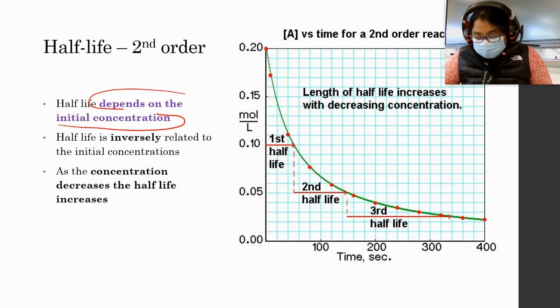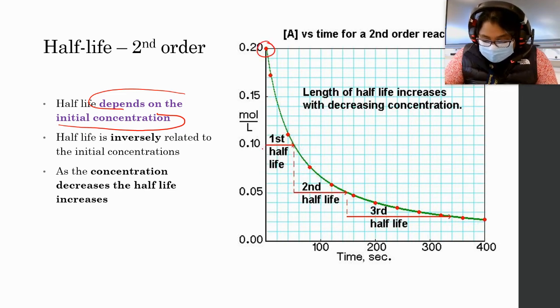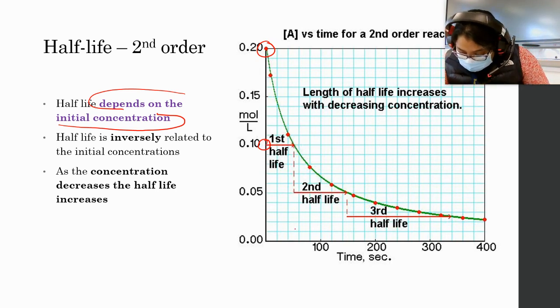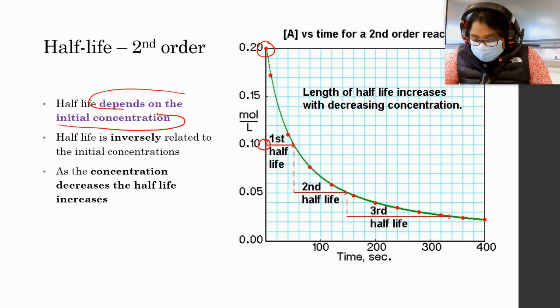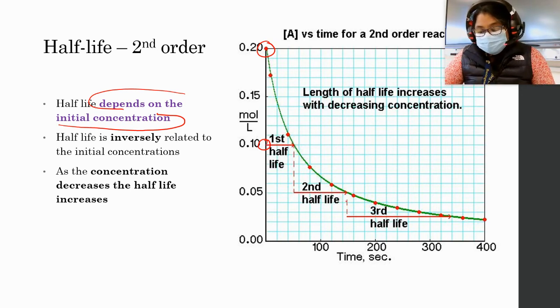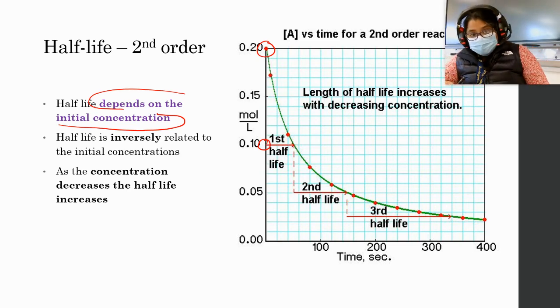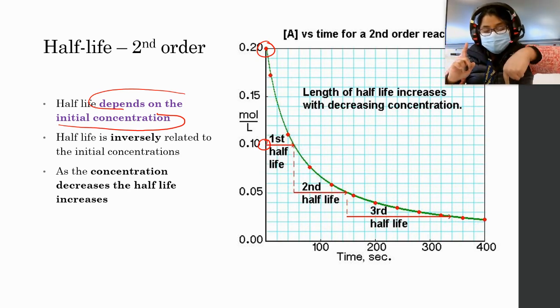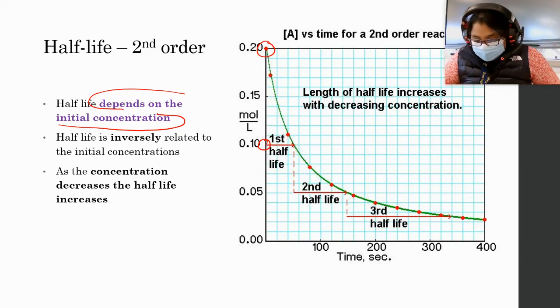Look at what's happening. You're going from 0.2 to 0.1 here. The first half-life is like a few seconds, maybe 2.5 seconds, right? But when you go from 0.1 to 0.05, the second half-life gets longer. It's inversely related. As the concentration drops, the half-life increases. Okay? So the third half-life is even longer as you go from 0.05 to like 0.025. So you have the half-life increasing with the decreasing concentration.